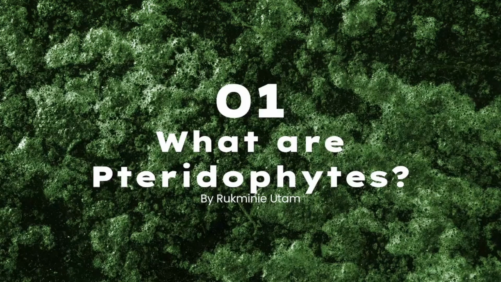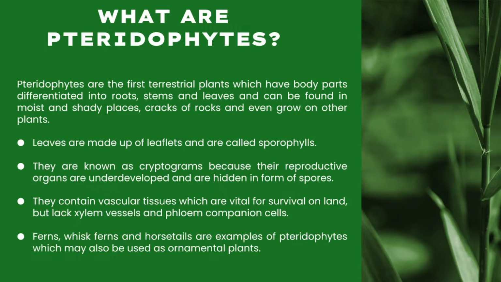To begin our presentation, we must know what pteridophytes are. Pteridophyte gets its name from two Greek words, pteris meaning fern and phyton meaning plants. They are the first terrestrial plants which have a body differentiated into roots, stems, and leaves, and can be found mostly in shaded and moist places, cracks in rocks, and even growing on other plants.